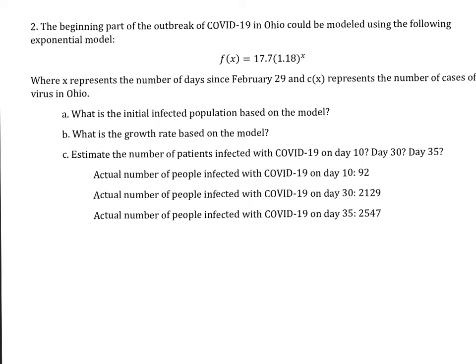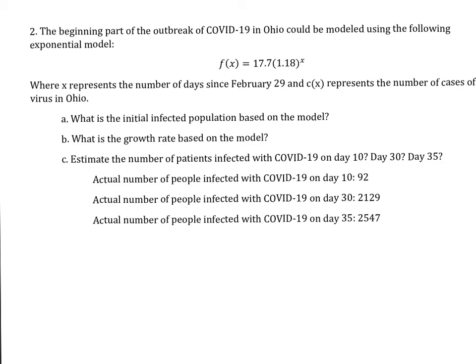So the initial infected population is just 17.7. 17.7 is just that first number that's sitting out in front. What is the growth rate based off of this model? Well, the growth rate is 18% growth. So remember, it's just like before. It's 1 plus r equals 1.18. So 0.18 would be r.